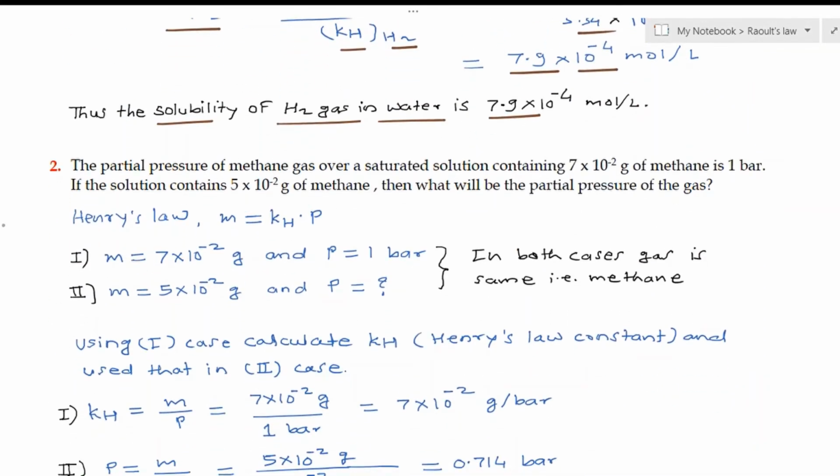Now the second numerical is: the partial pressure of methane gas over a saturated solution containing 7 into 10 to the power minus 2 gram of methane is 1 bar. If the solution contains 5 into 10 to the power minus 7 gram of methane, then what will be the partial pressure of the gas? So here two conditions are given.